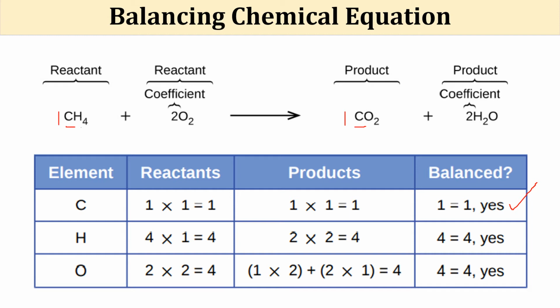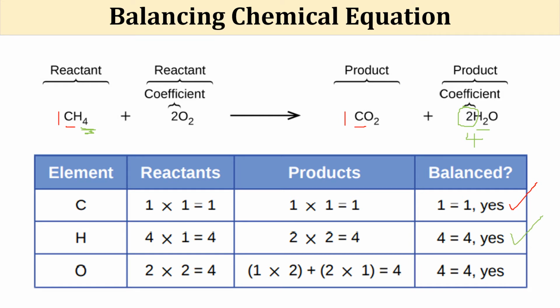This is H, which stands for hydrogen. There are 4 atoms of hydrogen on the reactant side and 2 atoms of hydrogen times the 2 coefficient in the product. So 2 times 2 is 4. So we know that 4 hydrogen atoms are present on the product side and 4 hydrogen atoms are present on the reactant side. So we will say that hydrogen is also balanced.